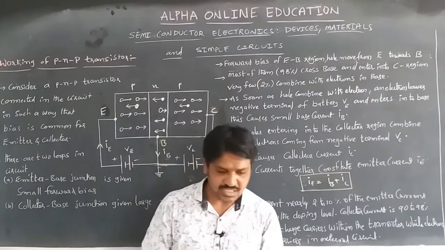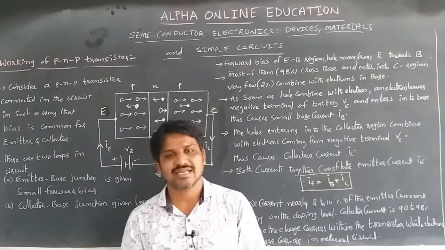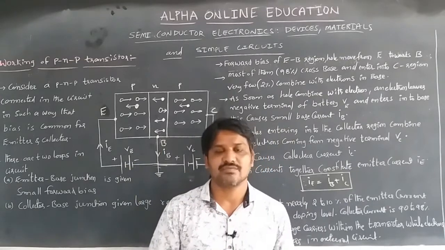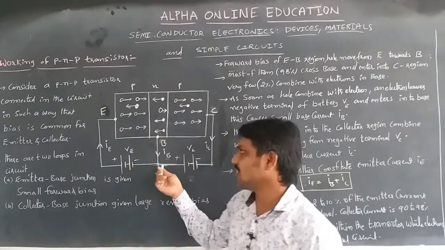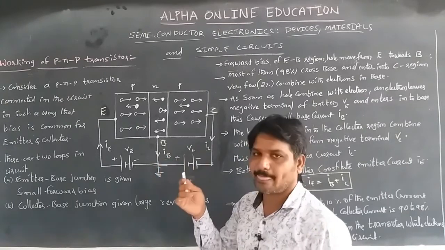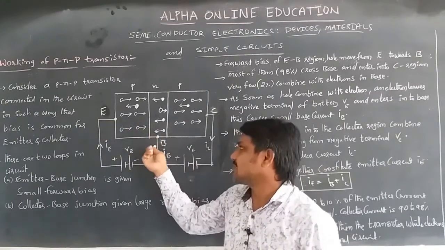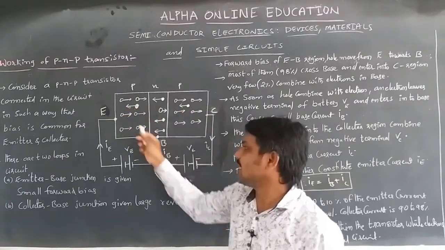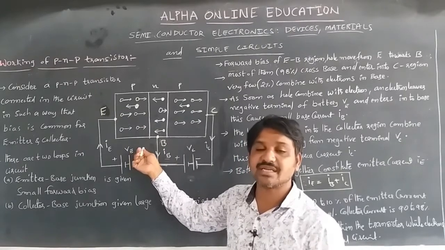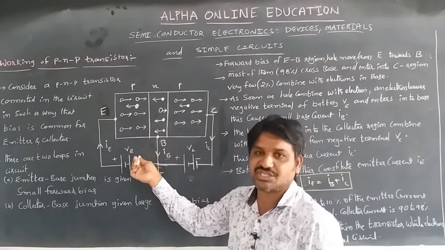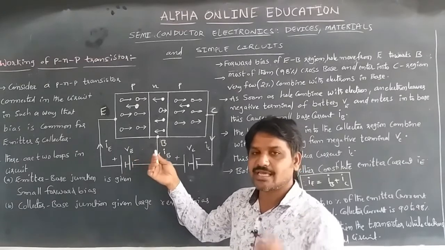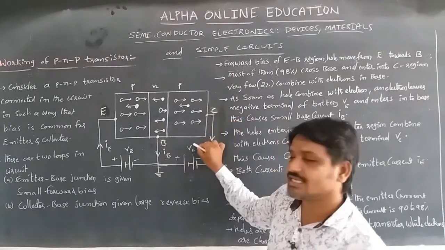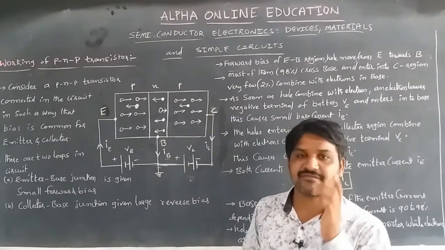Once again, the working of a PNP transistor: we connect this PNP transistor to the batteries with the common base bias. E means emitter, B means base, C means collector. The emitter base junction is connected with a small forward bias and the base collector junction is connected with a large reverse bias.